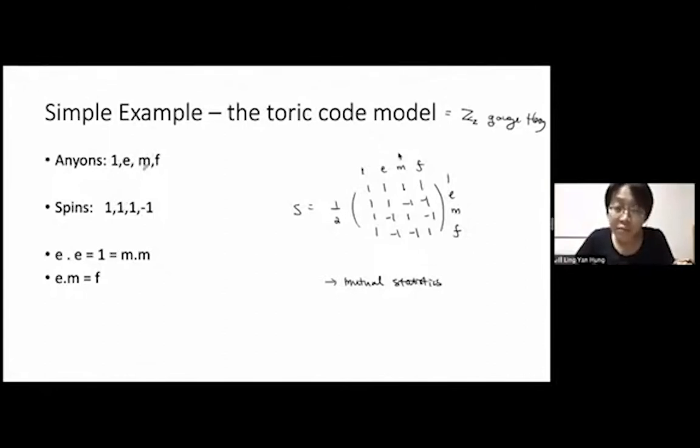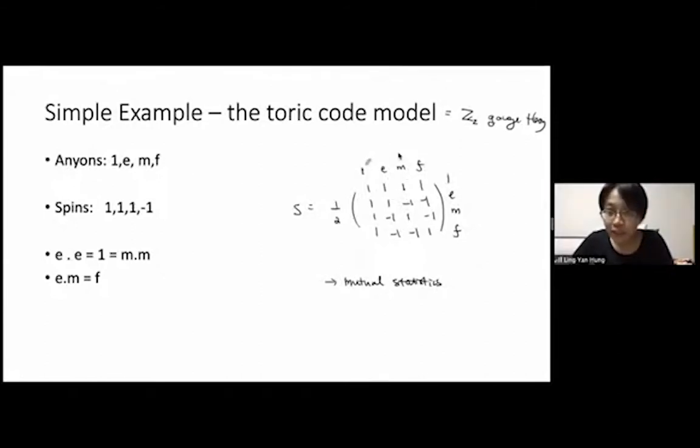The magnetic flux is also bosonic. And the bound state is fermionic. So S gives you the mutual statistics, and these numbers are pretty easy to understand.